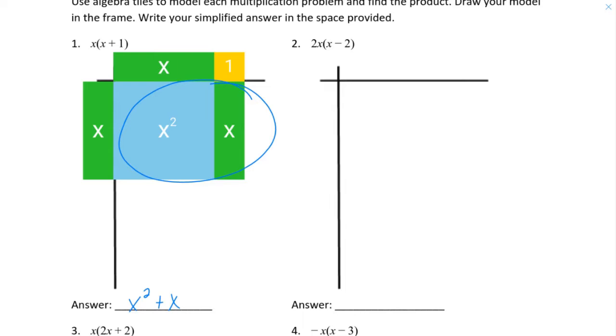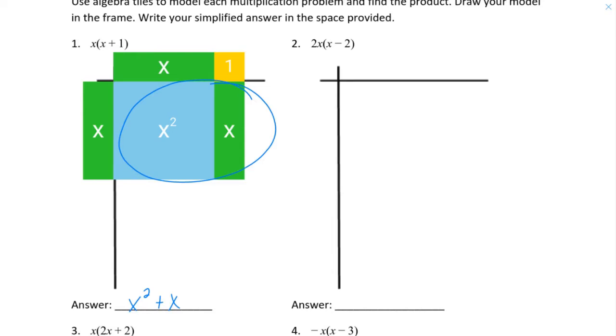The one thing that we will have to be careful with as we move forward is dealing with the negatives and trying to figure out whether the product pieces should be positive or negative. But basically, you're just going to build a model with one of your terms on the left, the other term on the top, and then fill in what's going to make that product on the inside. Let's take a look at example 2.